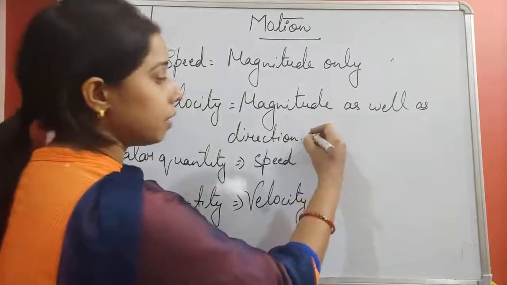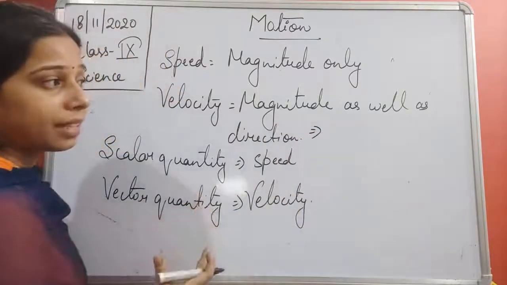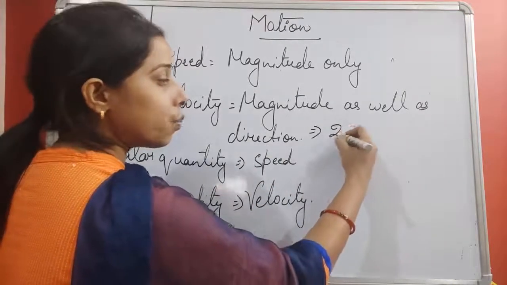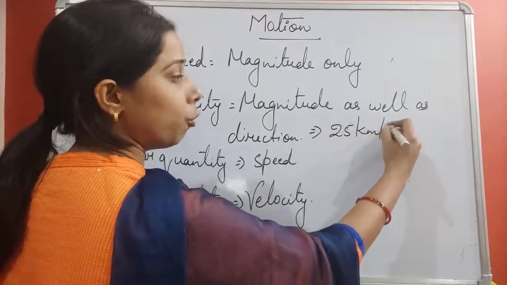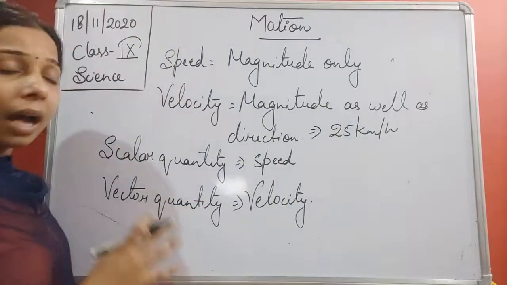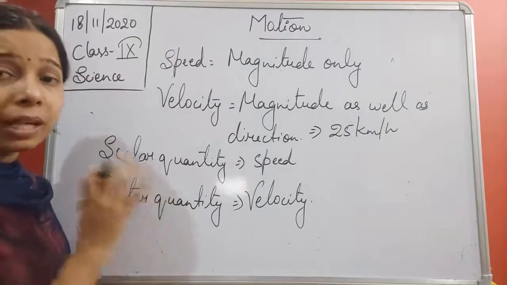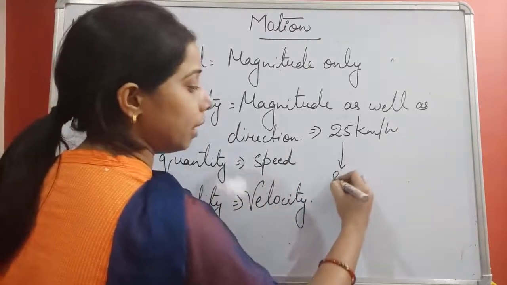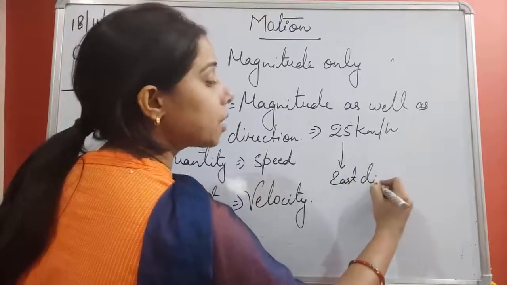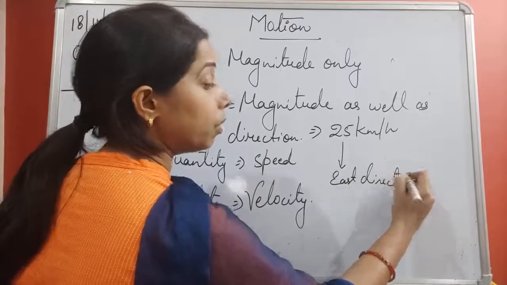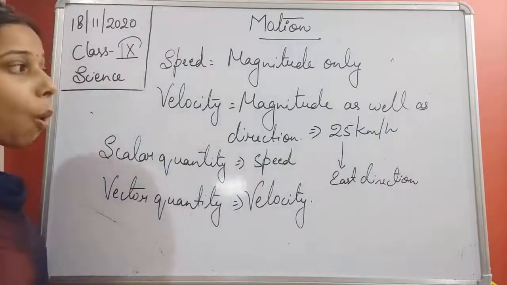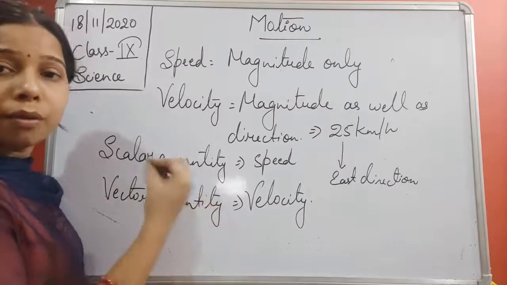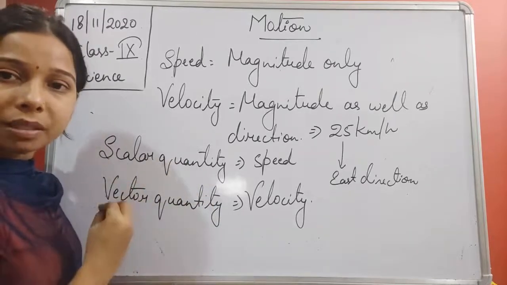I told you about this already. We understood it with the help of an example, that suppose a vehicle is moving at 25 kilometer per hour, so that is only the speed we are talking about. But if I am saying that it is moving in an east direction, then absolutely we are talking about the velocity. So I hope you all have understood what the velocity of an object is and how velocity varies from speed.